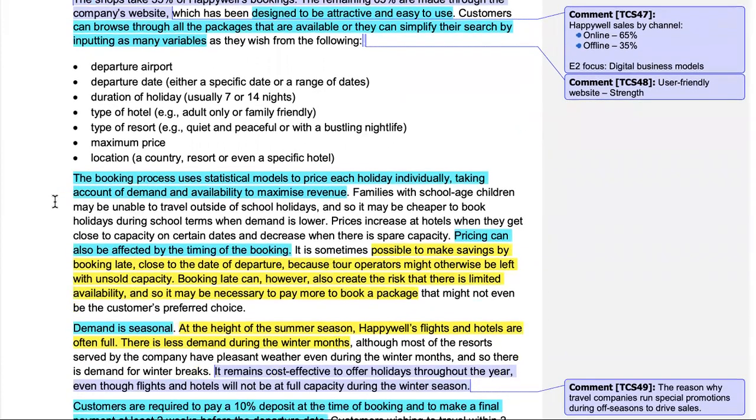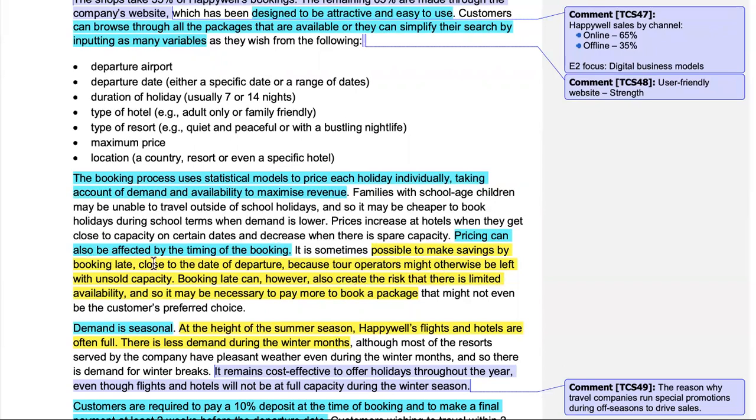And diving deeper, the booking process uses statistical models to price each holiday individually, taking account of demand and availability to maximize revenue. There is a seasonality in sales, as demand within this industry is seasonal. Because of that, during off seasons, there are a lot of discounts going on. So in such a context, we have to keep on changing our prices. It's not easy when you are operating across the globe to keep track of prices. That's why the company is using statistical modeling, which is good.